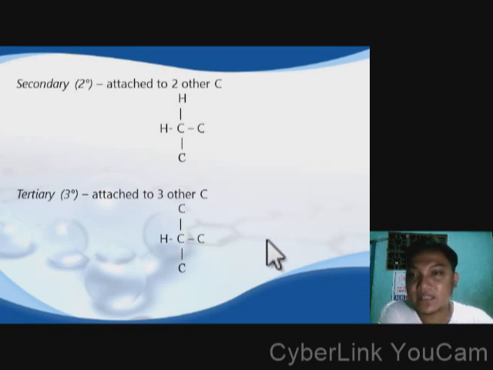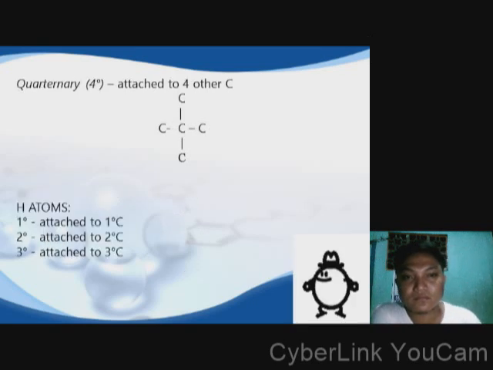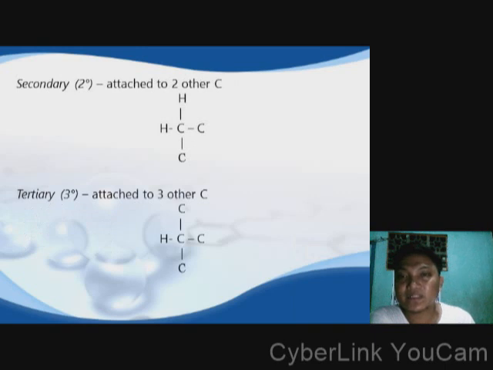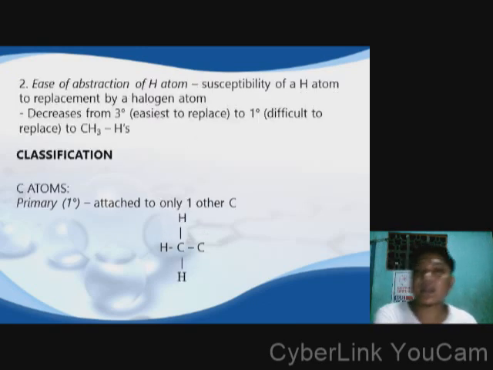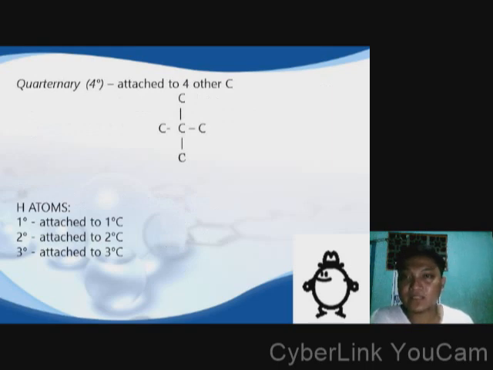Tertiary is attached to 3 other carbons. So, the carbon is attached to 3 other carbons. Quaternary is attached to 4 other carbons. So, tertiary has three, secondary has two other carbon atoms, primary has one, and quaternary has 4, all carbon. Each hydrogen is classified by the carbon it is attached to: primary carbon, secondary carbon, tertiary carbon.